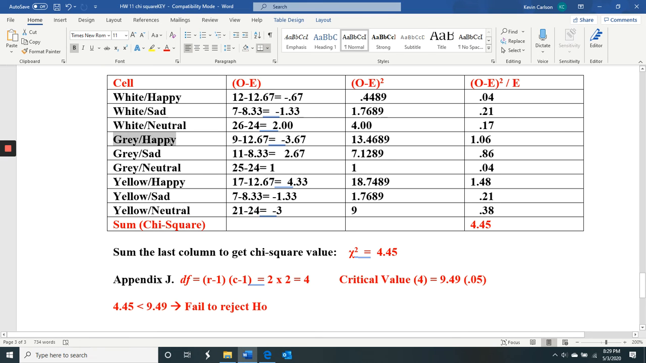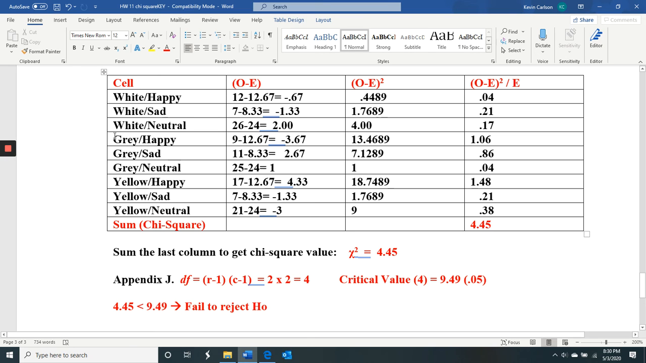Gray and happy. There were 9 people in the gray room who said they were happy. We expected 12.67 of those type of people based on the probability of the rows and the columns. And so there were 3.67 fewer people in that cell than we expected. Take 3.67 times 3.67, we get 13.4689. We take 13.4689, divide that by 12.67, the expected, and we get 1.06. So we do this for every cell.